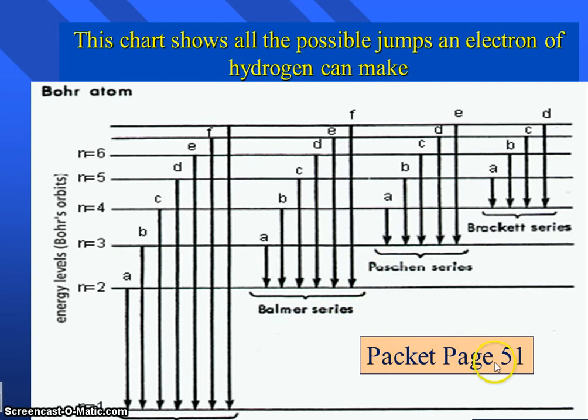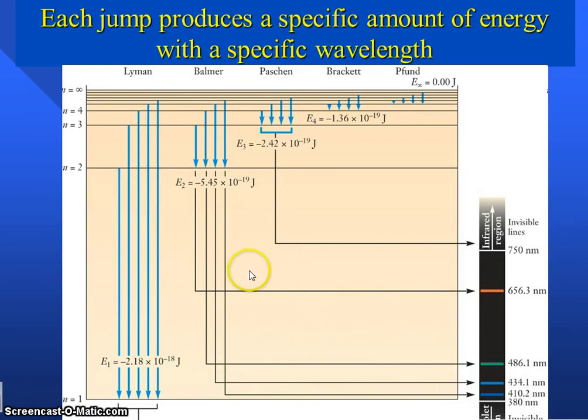So in your packets on page 51, you have a chart that looks like this, and this chart represents every possible jump that an electron can make, and this is specific for a hydrogen atom. The lines that you see here represent the energy levels, so n equals 1 means energy level number 1, n equals 2 energy level number 2, and the arrows represent a specific jump. Now remember, each jump is capable of giving off a specific amount of energy.